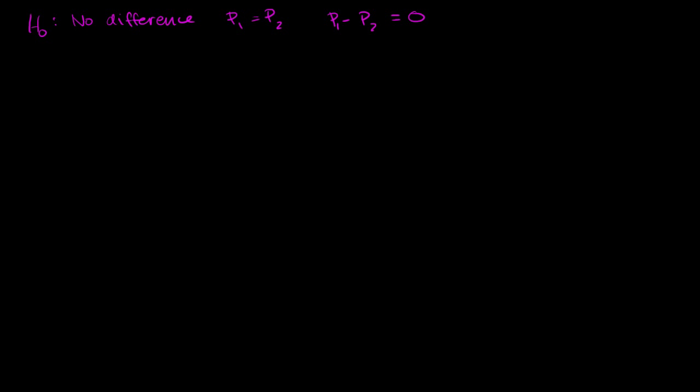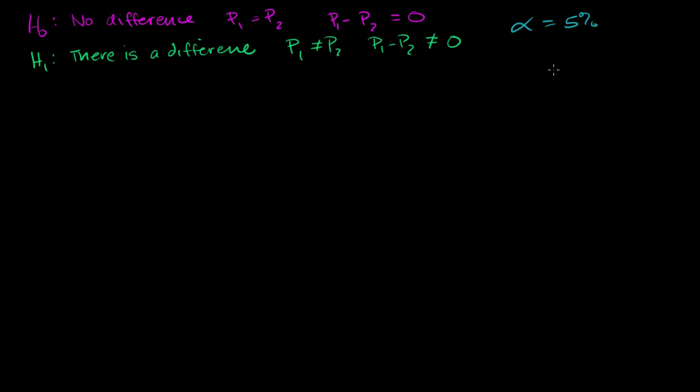That's our null hypothesis. Our alternative hypothesis is that there is a difference, or that P1 does not equal P2. Or that P1 minus P2, the proportion of men voting minus the proportion of women voting, the true population proportions, do not equal 0. And we're going to do this hypothesis test with a significance level of 5%.